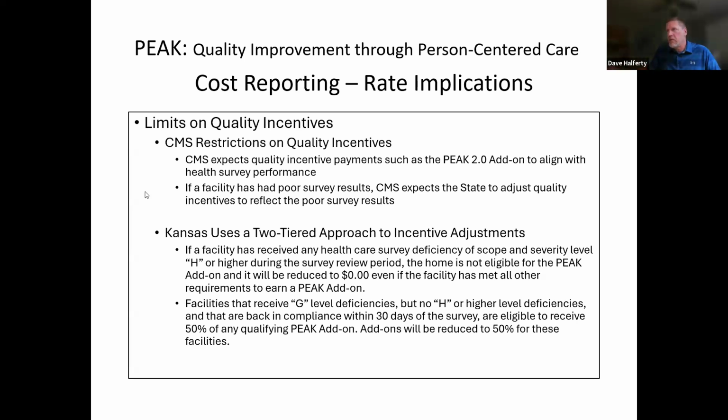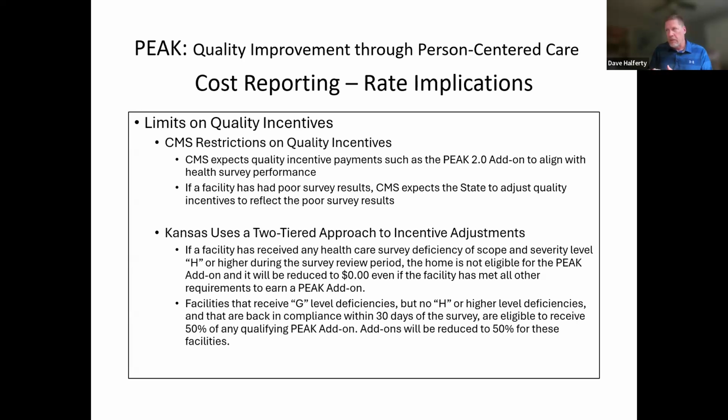So to do that, Kansas uses a two-tiered approach, and based on those health survey deficiencies, if the scope and severity of any of those deficiencies is H or higher, then the home is not eligible for peak. And so there's a review period that's 12 months that we look back at. And during that time, if there's been a health survey that resulted in any of those H or higher level deficiencies, then the add-on is completely reduced to zero. So 100% of it's removed.